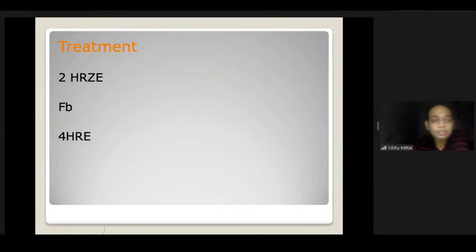The therapy is 2 months of intensive phase HRZE, followed by 4 months of continuation phase, which continues HR and Ethambutol.